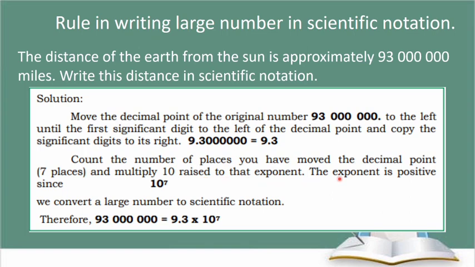So the exponent is positive since we have a large number or whole number. So we have here 10 raised to 7. So we convert a large number to scientific notation. Therefore, 93 million is equal to 9.3 times 10 raised to 7.